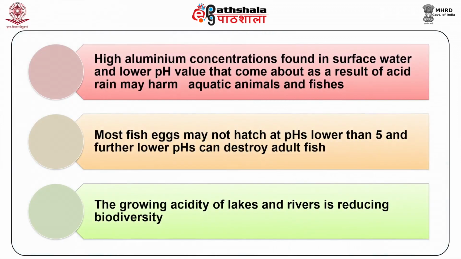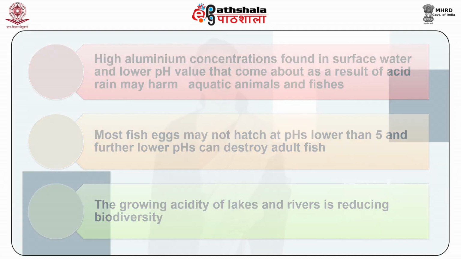High ammonium concentrations found in the surface water and lower pH values that come about as a result of acid rain may harm aquatic animals and fishes. Most fish eggs may not hatch at pH levels lower than 5, and further, lower pH can destroy adult fish. The growing acidity of lakes and rivers is reducing biodiversity.